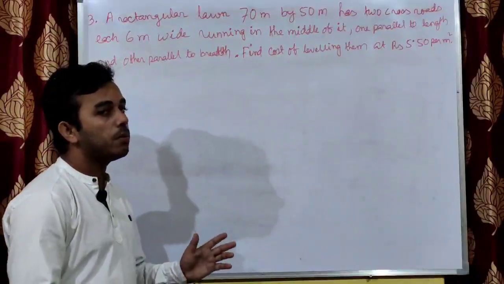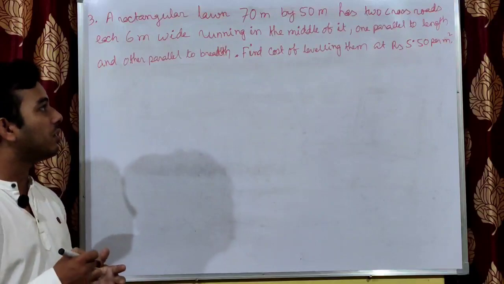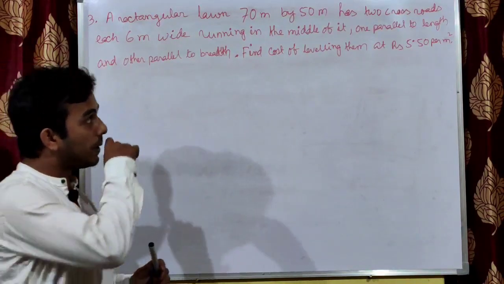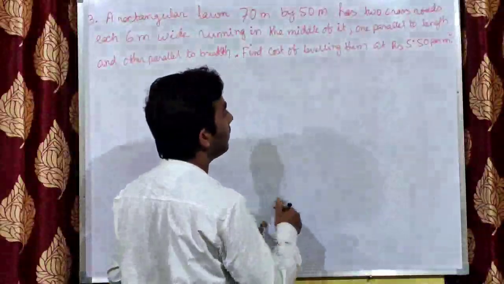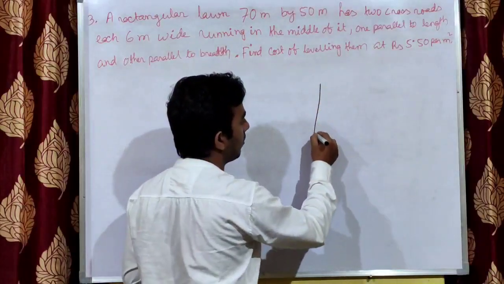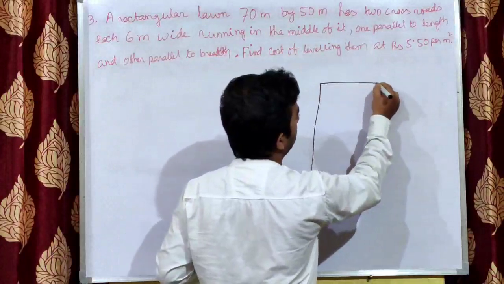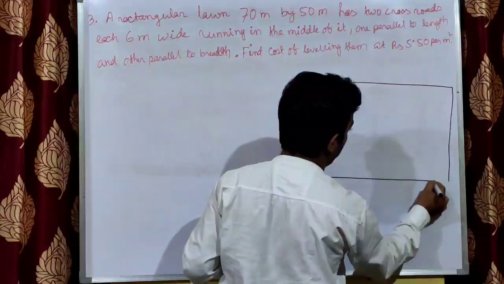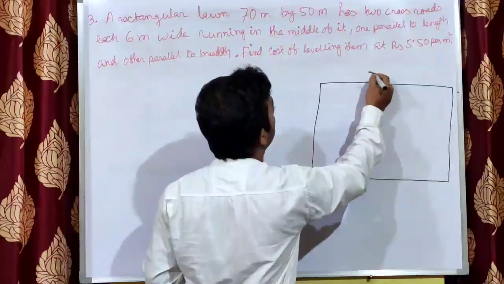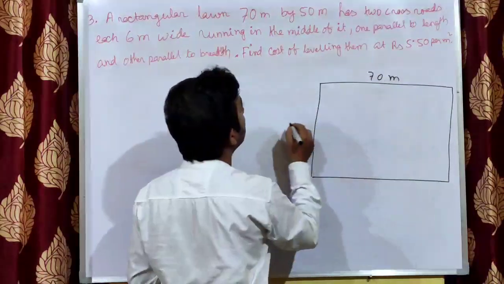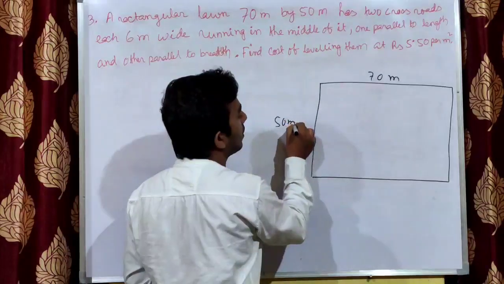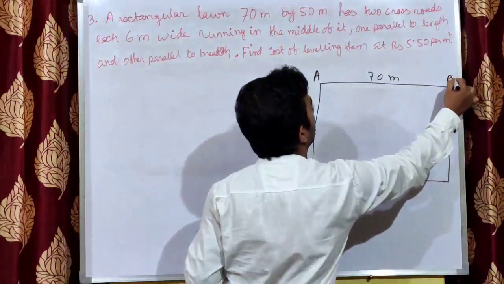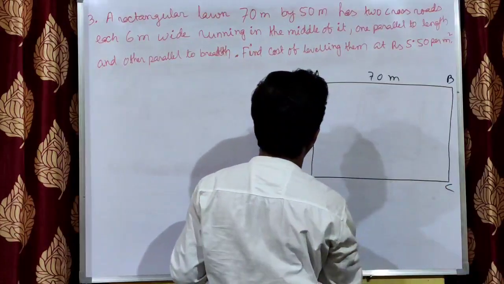So it is given that lawn means what? Courtyard. Okay. So here is a lawn whose measure is 70 meter by 50 meter. That is, it is in rectangular shape. So this is our lawn, whose length is 70 meter and breadth is 50 meter. Clear? And let us name the corners A, B, C and D.